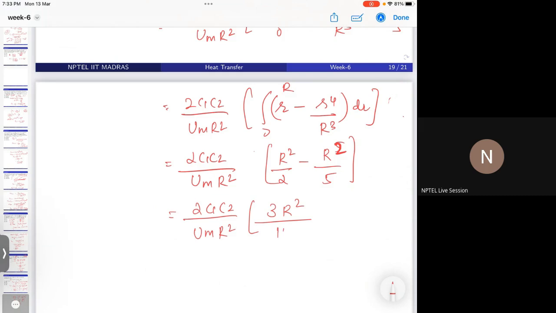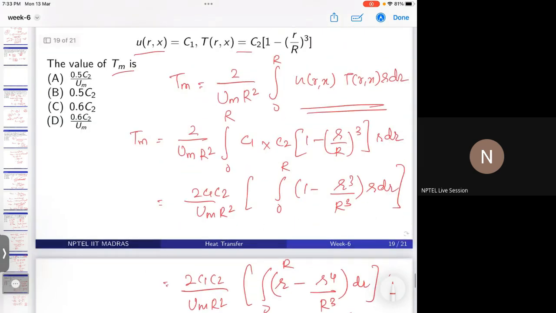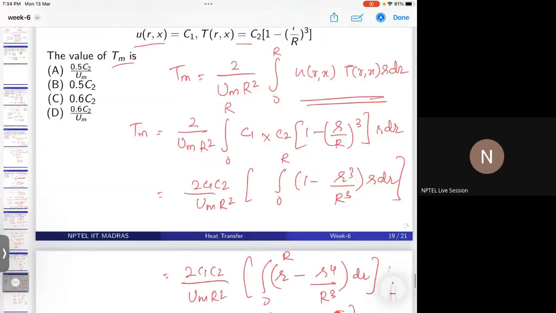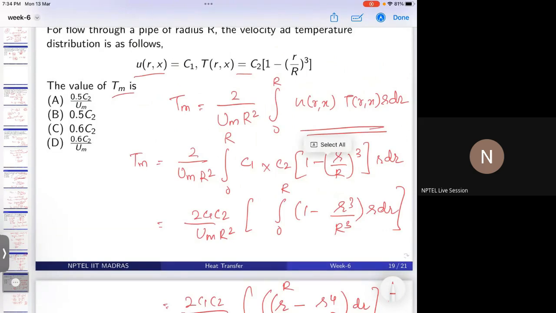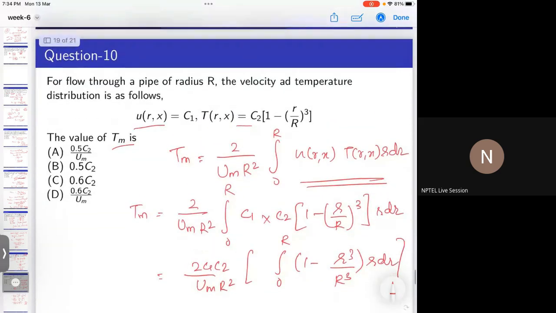So it becomes 10. Okay, r square gets cancelled. It will become 3c1 c2 divided by 5. So you will get this answer. But the GATE question, C1 is missing. You have to do one more step, because you check whether this is matching the answer. But in two answers, there is none at all.